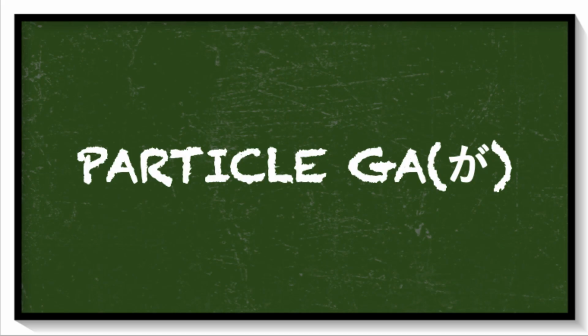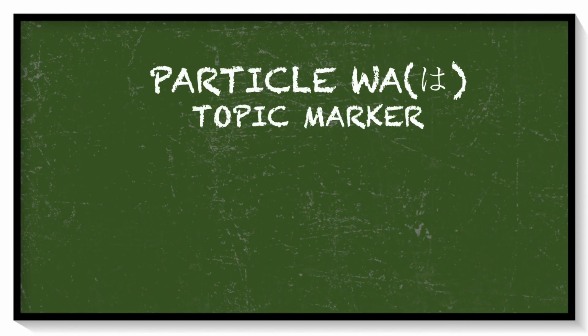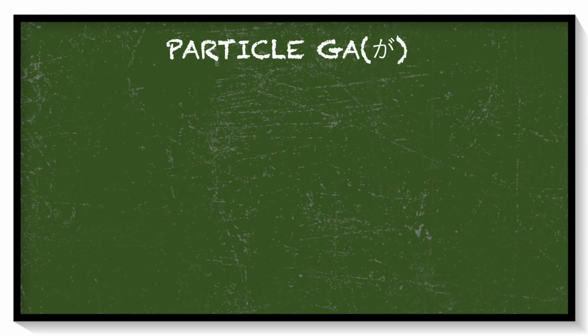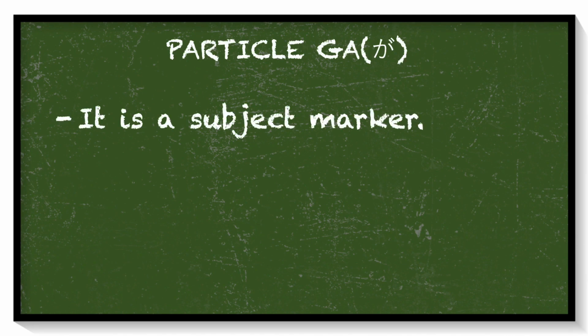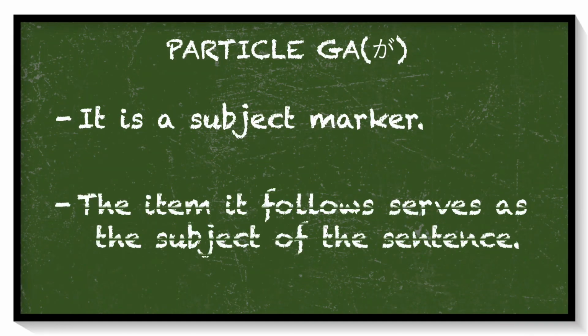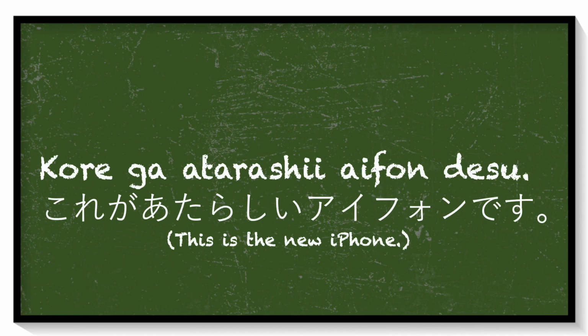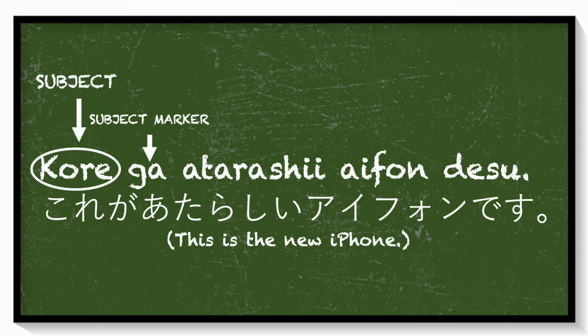Next is particle ga. Particle wa is a topic marker, while particle ga is a subject marker. Now in Japanese language, particle ga is used to mark the subject. The item it follows serves as the subject of the sentence. For example, これが新しい iPhone です。 This means that our subject is これ or this in English because of the subject marker ga.